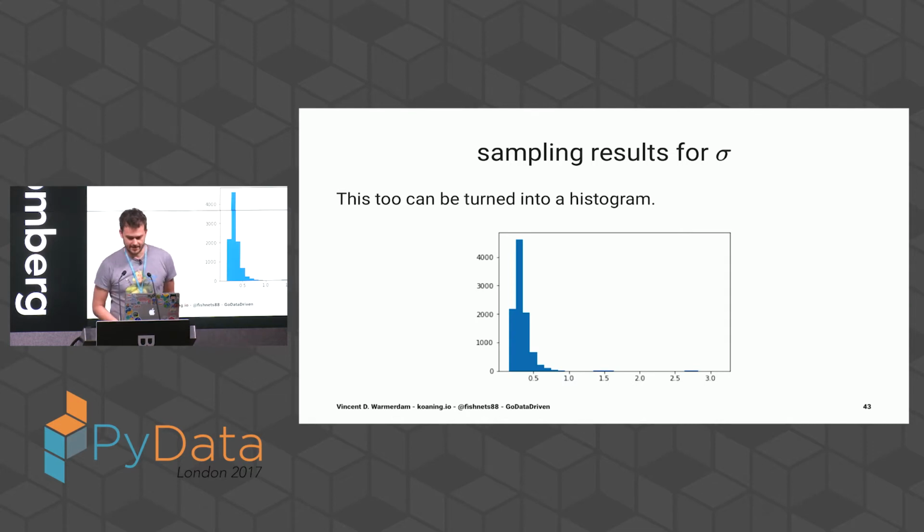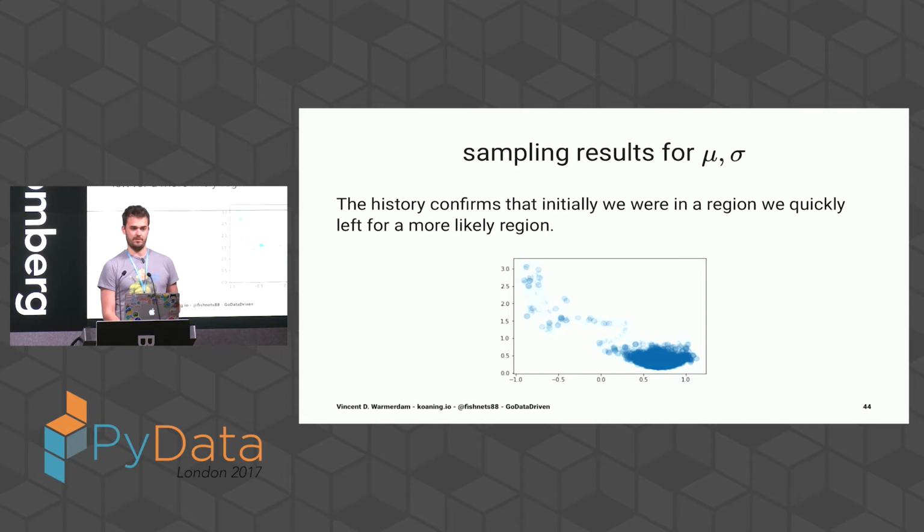Another way of looking at this is not to say, let's just look at sigma and let's just look at mu. What we can also do is look at how mu and sigma change over time. I started mu and sigma in a region that's not very likely, and you see it explore different regions. And then at some point, it determines that maybe I should stay around here.